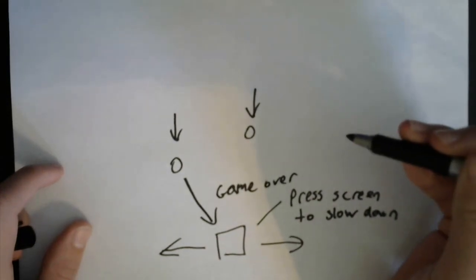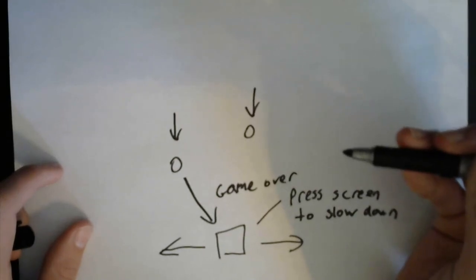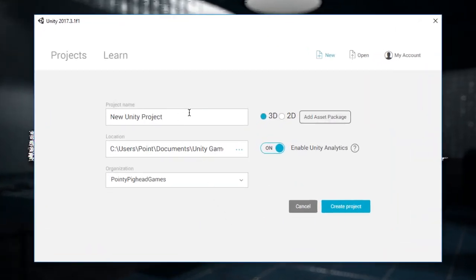So it's pretty easy, really simple. You don't want it to be complex at all. You want it to be lazy. So open up your game engine. I'm going to be using Unity, and I'm just going to call it Ketchapp Game.